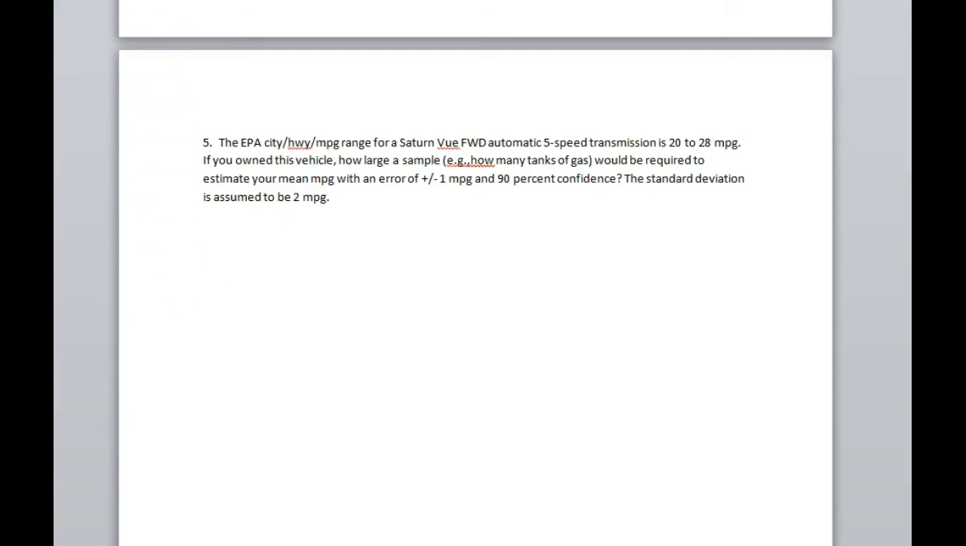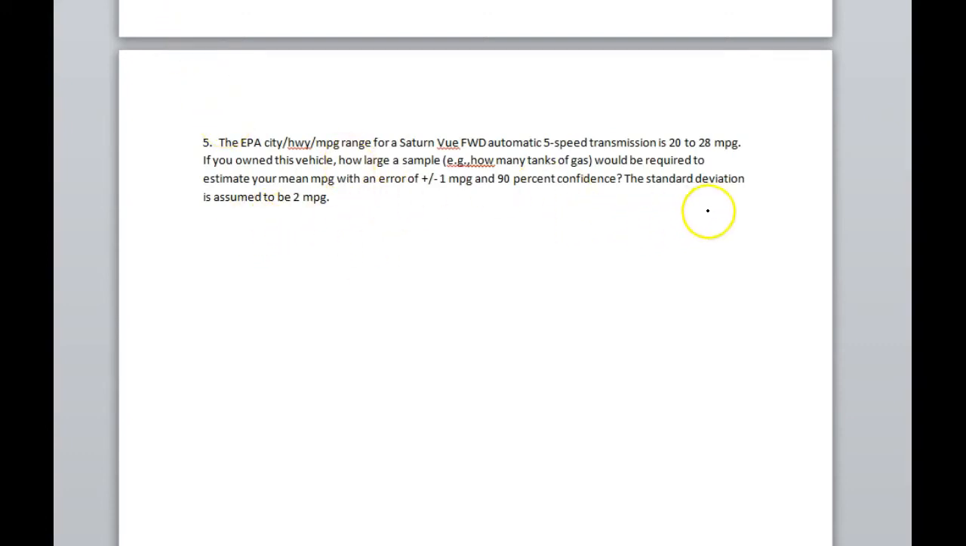Okay, we have the EPA city highway MPG range for a Saturn Vue. Oh geez, they don't even make Saturns anymore. Saturn Vue 4-wheel drive automatic 5-speed transmission is 20 to 28 miles per gallon. If you owned this vehicle, how large a sample size, how many tanks of gas, would be required to estimate your mean MPG within an error of plus or minus 1 MPG and 90% confidence? The standard deviation is assumed to be 2 miles per gallon.